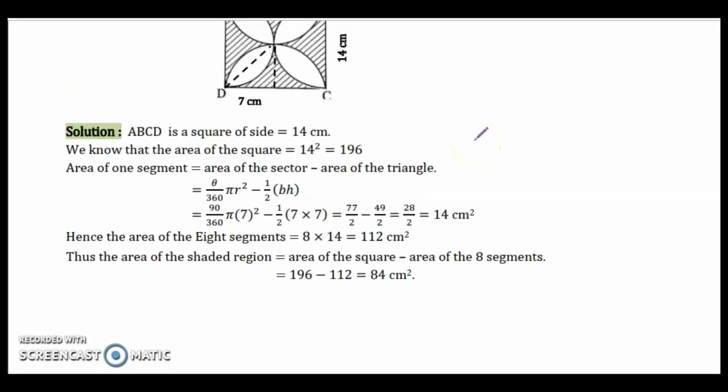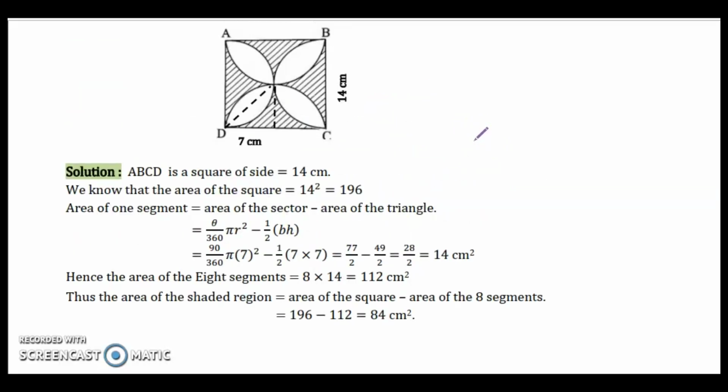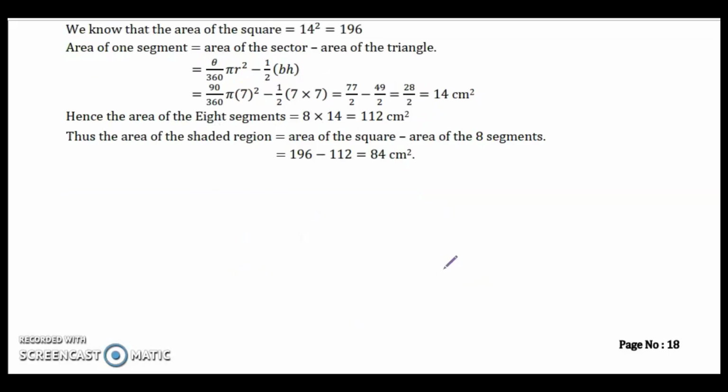Now how many such portions are there? We are having 8 portions. 1, 2, 3, 4, 5, 6, 7, 8. That means multiply by 8. That means 8 multiplied by 14. We are getting 112 centimeter square.